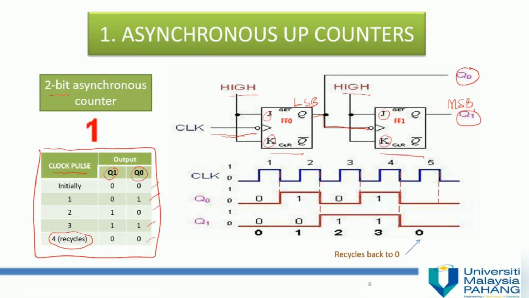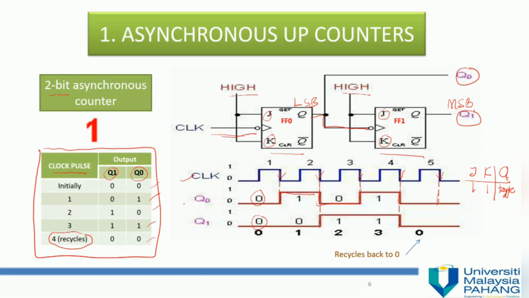Next, look at the waveforms of the 2-bit asynchronous counter. We have the clock input waveform for flip-flop 0, and this flip-flop works on NGT, negative going transition. So the output is triggered at NGT. When the clock is input to flip-flop 0, the output will toggle since its inputs are high. Remember, when J and K equal 1 and 1, the output Q toggles. Initially Q0 and Q1 are 0. At the first NGT, the output will toggle, and at the second NGT, the output will toggle, and the process continues for each clock cycle.